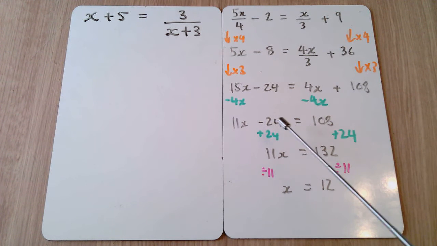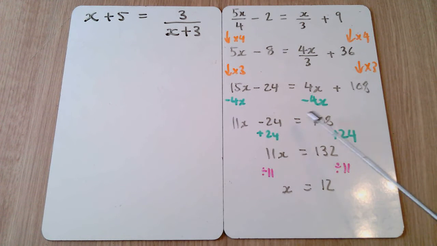And then from there, we simply rearrange to make x the subject by adding 24 to both sides and finally dividing by 11, giving us a value of x is equal to 12. But the key thing I want us to take away from this example on the right is that when you have fractions, you need to multiply both sides by the denominator to get rid of the fraction to make the question easier for yourself. It's much easier to solve a question when there aren't fractions involved.